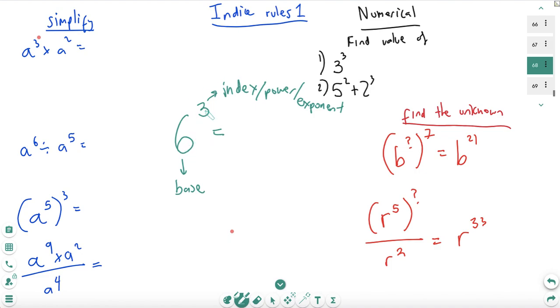What 6 to the power of 3 means, it means 6 times itself 3 times. So 6 times 6 times 6. It does not mean 6 times 3. Common mistake. It means 6 times itself 3 times. And 6 times 6 times 6 is 216. So 6 to the power of 3 is 216. And this concept of indices can also be worked algebraically too, which we'll get to in a sec. Let's just look at indices numerically first.